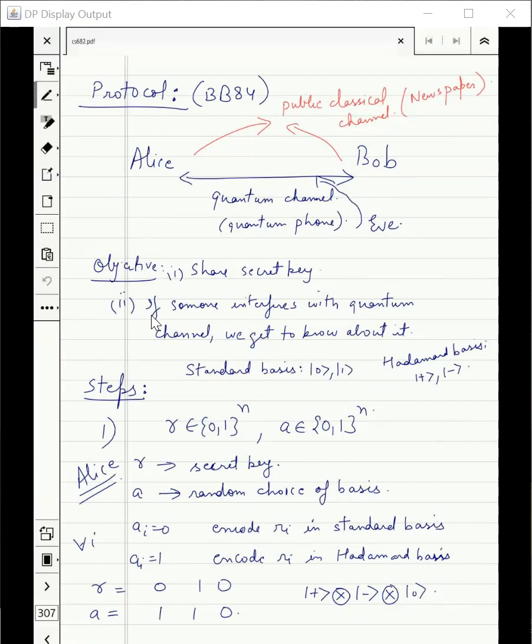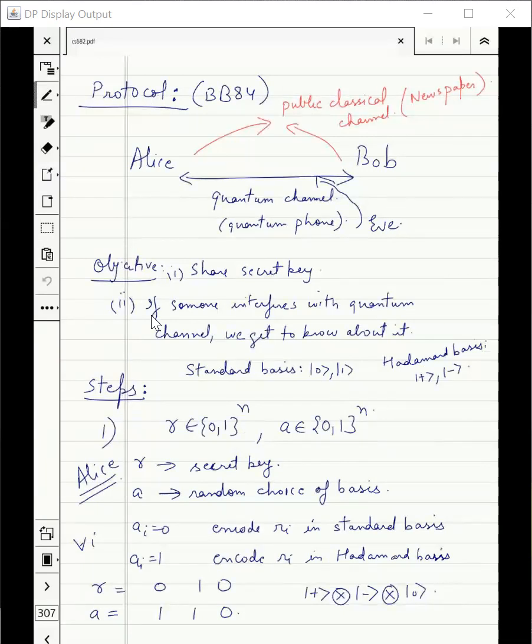If my secret key is R, I have R1, R2, up to Rn. The AIs can all be different. For every place, it's independent. Every place is encoded completely independently, with no relation between them. Choosing the basis depends on AI, and Eve already knows AI and BI both.